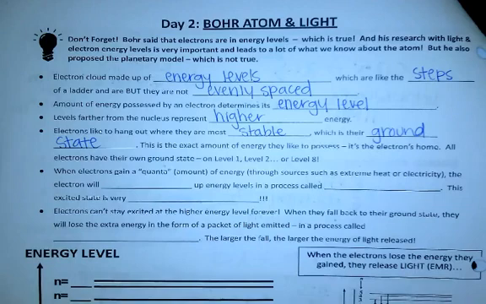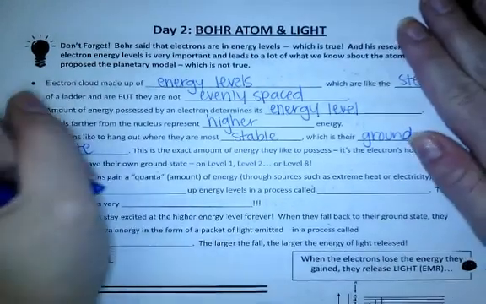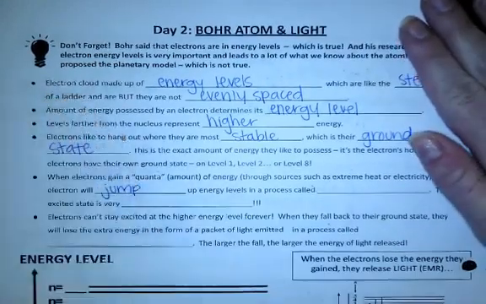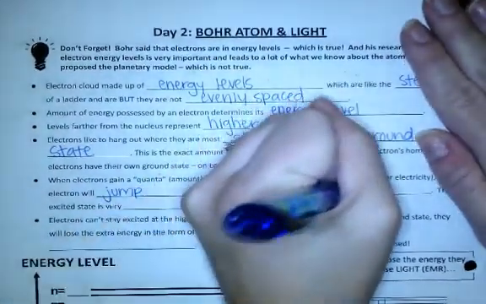Now, when electrons gain a quanta or amount of energy, okay, last time we talked about how light exists as a wave, but light can also exist as a particle, and that particle is called a photon, and that photon is a quanta of energy. It's basically an energy packet. So when an electron gains a quanta of energy through sources such as extreme heat or electricity, the electron will jump up energy levels. And this process is called excitation.